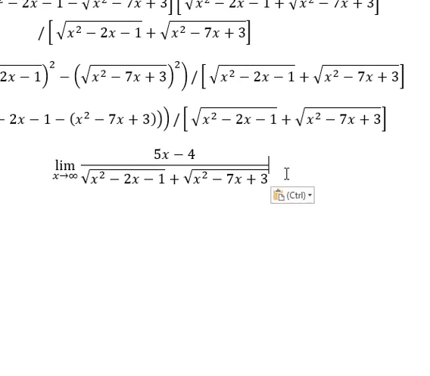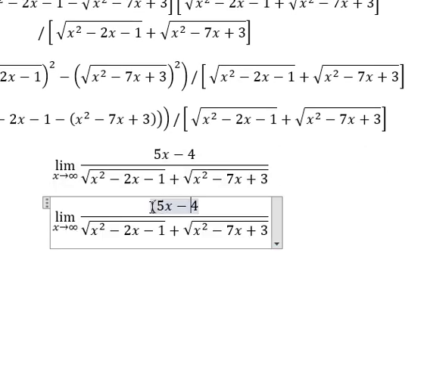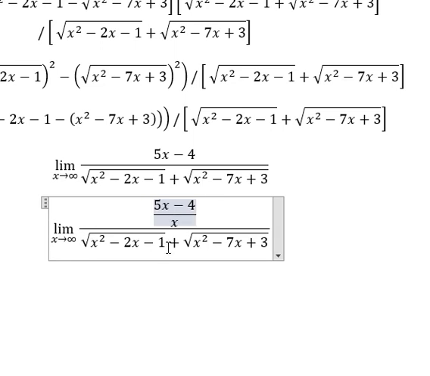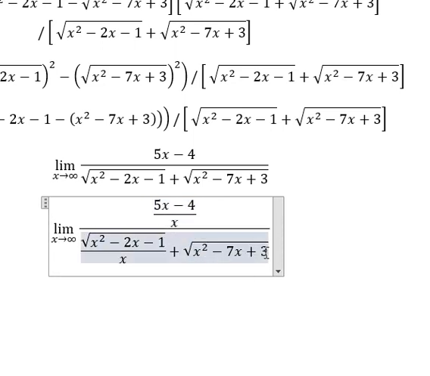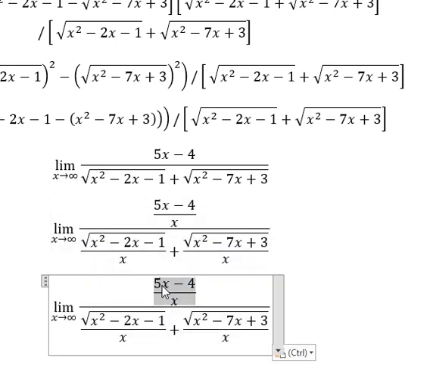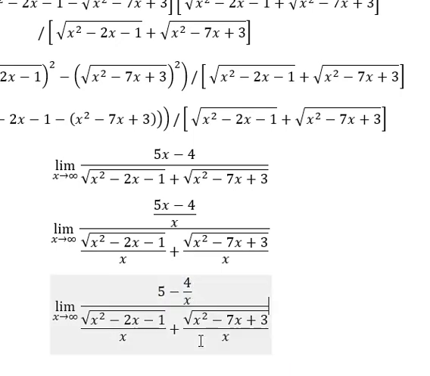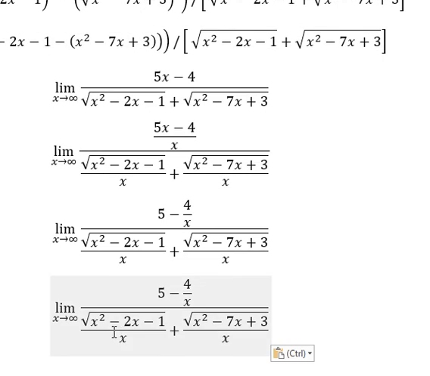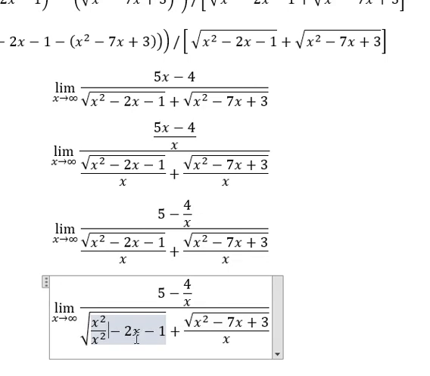After we analyze this one, we divide both the numerator by s and the denominator by s. So this one, 5s divided by s, and 4 divided by s. So you get 5 minus 4 over s. The s goes inside the square root. You will get it like this. That's about s squared.